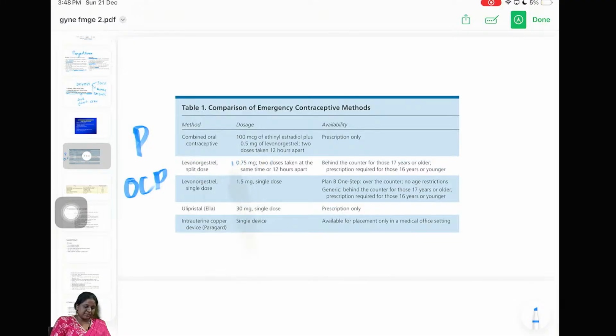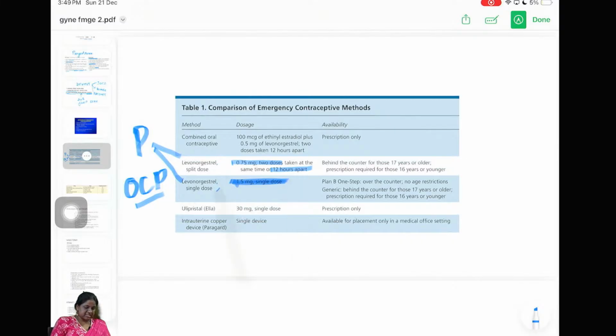Levonorgestrel split dose, that is 0.75 mg, two doses taken 12 hours apart within 72 hours. If you give it, then it is going to be sure. Otherwise, you go for OCP. And then what? A single dose is also available. See, progesterone has a single dose also, 1.5 mg single dose.